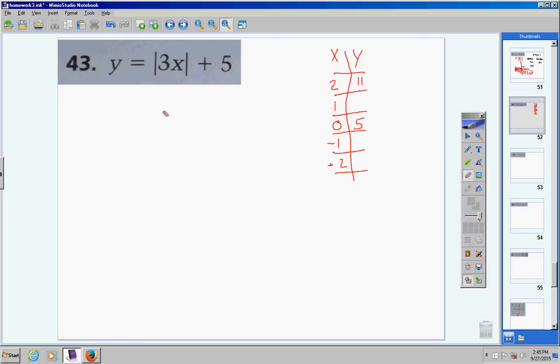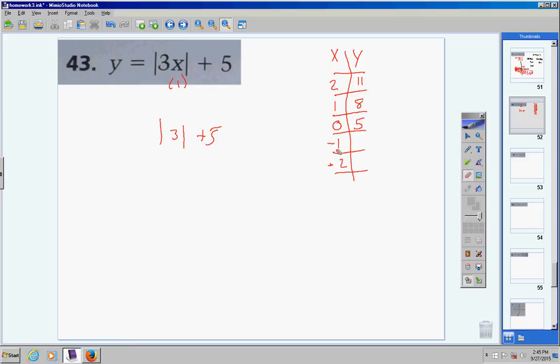Next, we're going to put in 1 for x. So let's go ahead and substitute 1 in for x right here. 3 times 1 is 3, so I have the absolute value of 3 and then positive 5. The absolute value of 3 is 3. 3 plus 5 is 8.